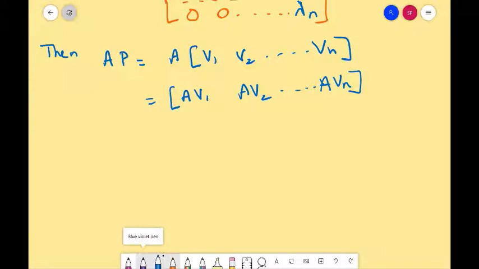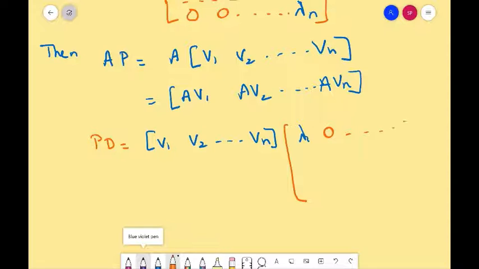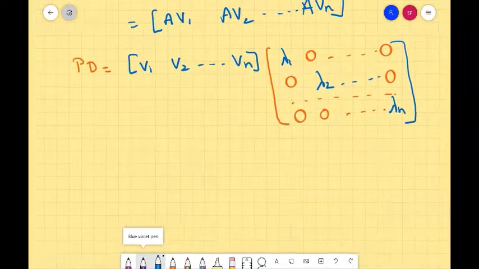Then what is PD? PD is equal to P, which is V1, V2, and so on Vn, into D, the diagonal matrix: lambda 1, 0, and so on 0, then 0, lambda 2, and so on 0, and so on, 0, 0, and so on, lambda n. Then what is the product? What will you get as the product?